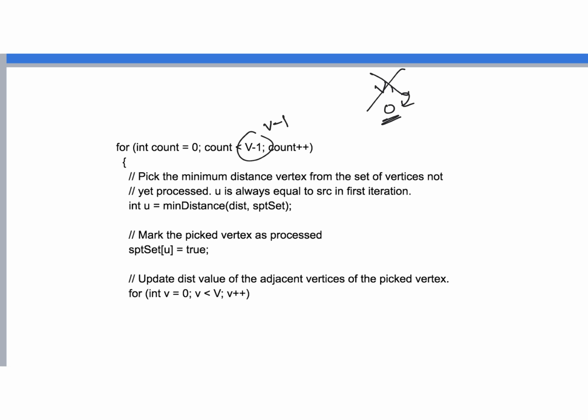So we're going to pick the minimum distance vertex from the set of vertices not yet processed, that is not in SPT. So the SPT of the vertex should be false. That's what it's basically saying here. And u is always equal to the source in the first iteration. So u is the minimum distance vertex from the distance and SPT set. So we're going to mark SPT of u as true. We're going to make sure that's true.